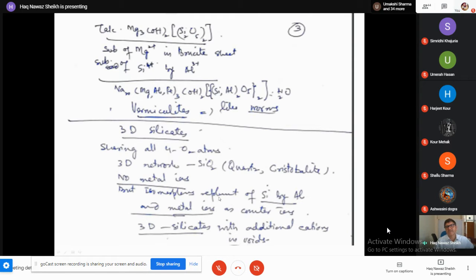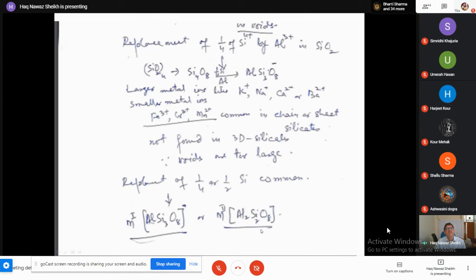But with isomorphous replacement, many times you replace the silicon in this 3-dimensional network by aluminum. The moment you replace silicon by aluminum, charge comes in, and therefore negative charge comes into the silicon lattice, and it has to be balanced by some metal ions as counter ions. And therefore we get different types of materials depending upon the extent of this substitution and the type of metal ion used to counter that negative charge. So you get 3D silicates with additional cations in the voids, which generate different types of materials.